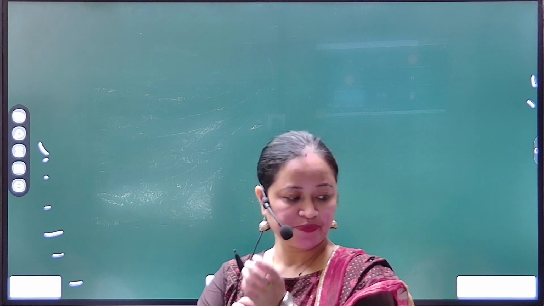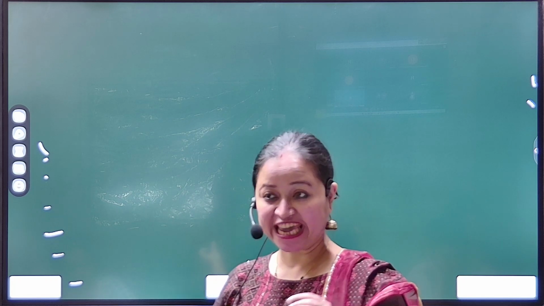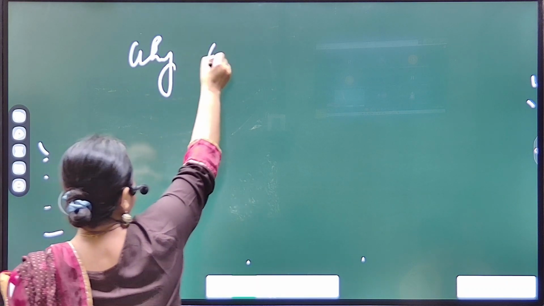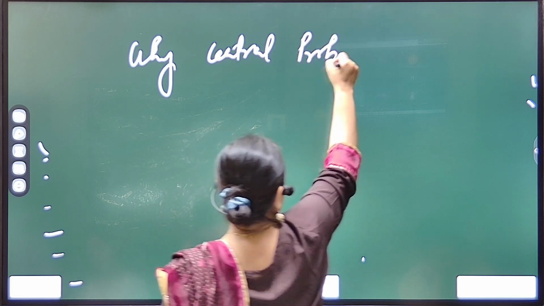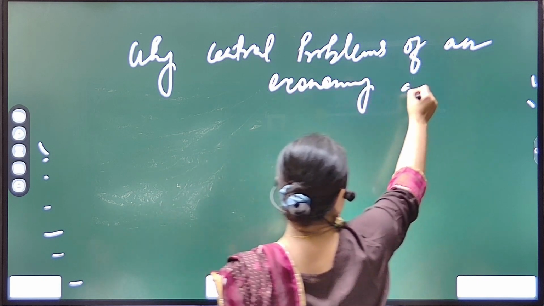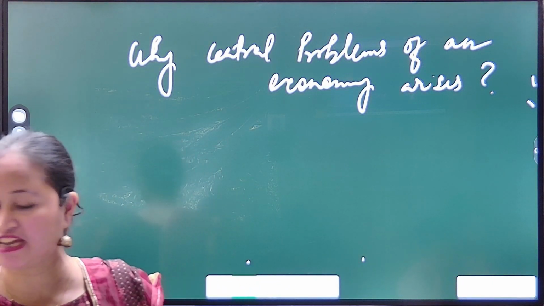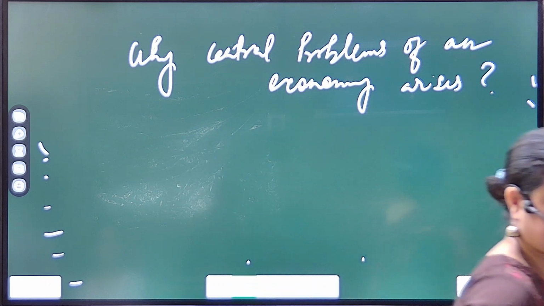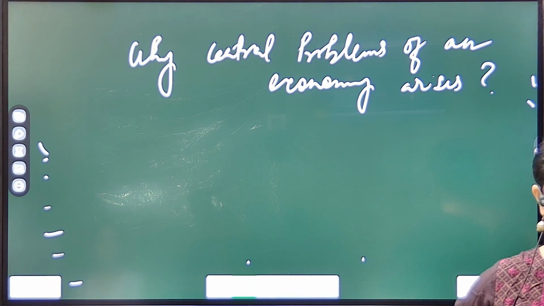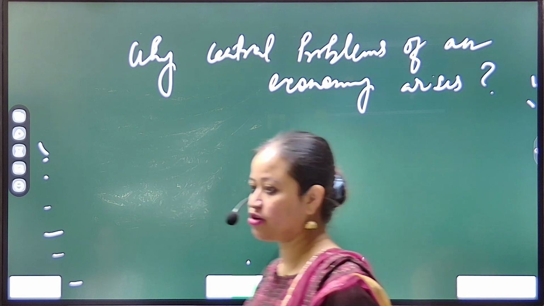Fine. Now next one. Why does the problem arise? That was the question. Why do the central problems of an economy arise? So we now know the problem. ठीक है, problem तो हम लोग को पता चल गया अभी. क्या problem है? What is the problem? What, how, and for whom. Right? Now, why do the central problems of an economy arise?